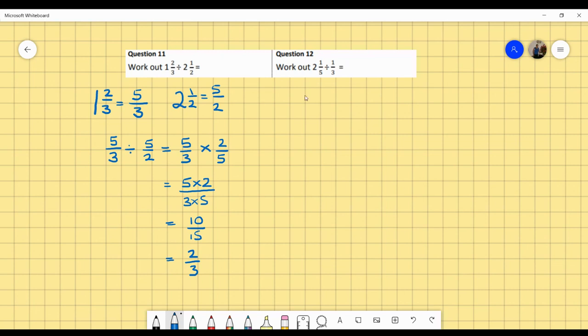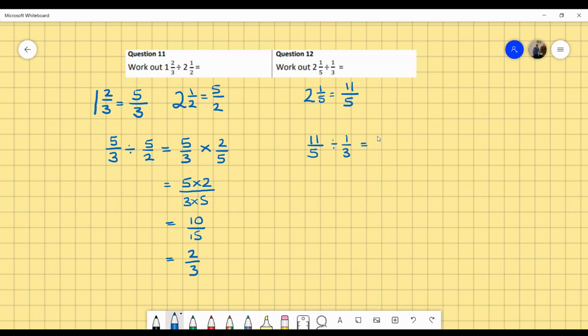If we have a look at question 12 then, so again, we've got a mixed number here, 2 1/5, so we want to make that into an improper fraction first. So we know the denominator will be fifths. There are 5/5 in one whole, so 10/5 in 2 wholes, plus the other fifth here gives me 11/5. And now I'm ready to start doing my calculation. So my 2 1/5 is 11/5 divided by 1/3.